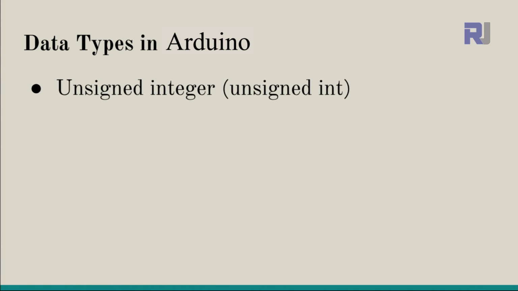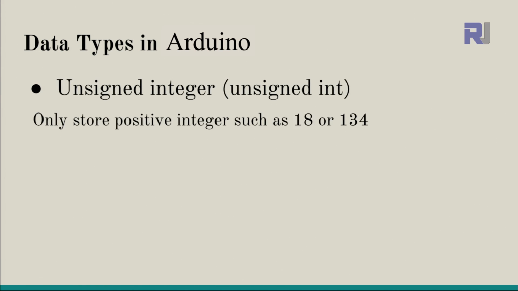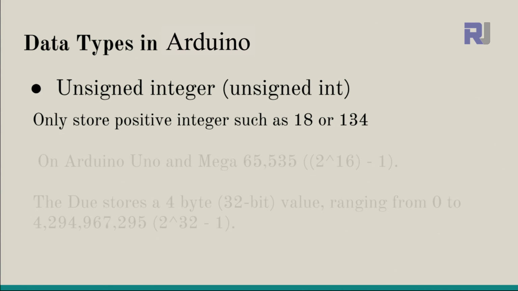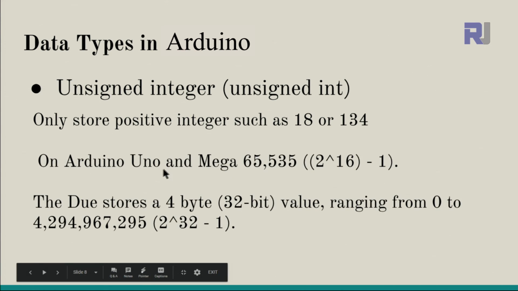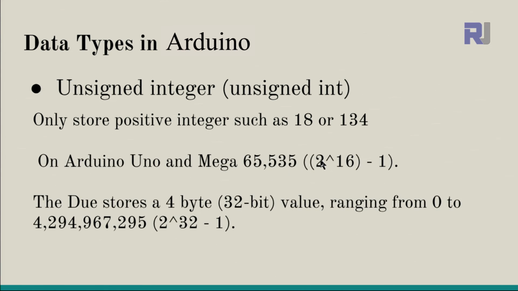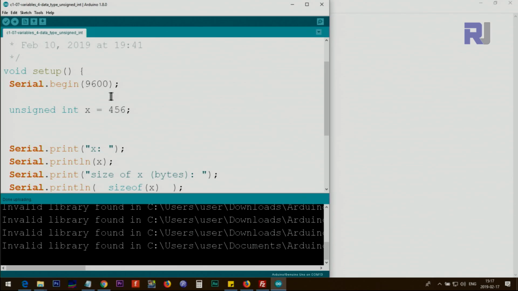Another data type that is used extensively is unsigned integer. It can store only positive integers such as 18 or 134. And because we don't have a sign to it, it occupies less space. And in Arduino Mega and Arduino Uno, we have 2 bytes, which means 2 times 8 is 16. Arduino Uno and Mega, the maximum value that you can store is 65,535.